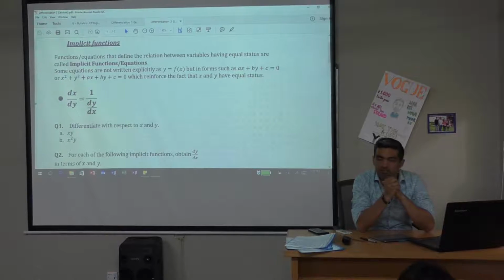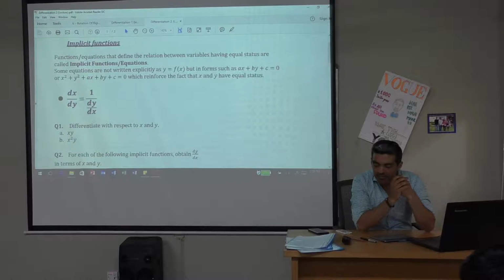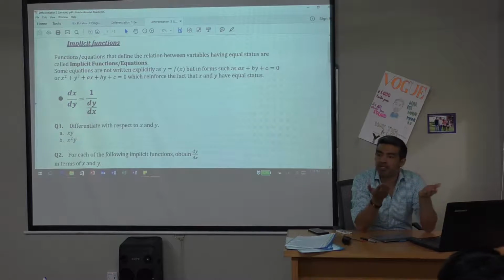So, just very briefly, implicit functions are functions in which x and y have equal status, to be precise. Implicit functions are functions in which the variables have equal status. Now, when I say equal status, I mean there is no dependency or independency involved.